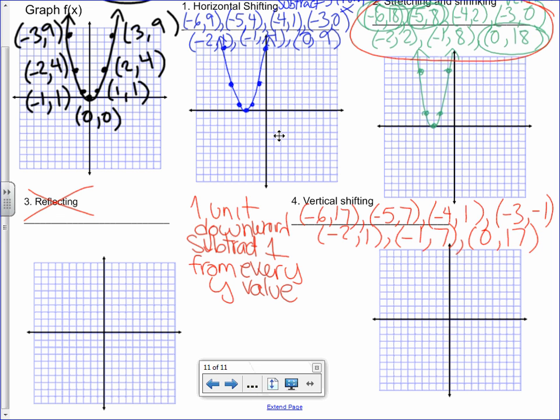So let's start by graphing this one, negative 5, 7. Negative 4, 1. Negative 3, negative 1. Negative 2, 1. Negative 1, 7. And that's all I can fit here. Connect the points. Make sure you do have arrows at both ends. That implies that it extends indefinitely.